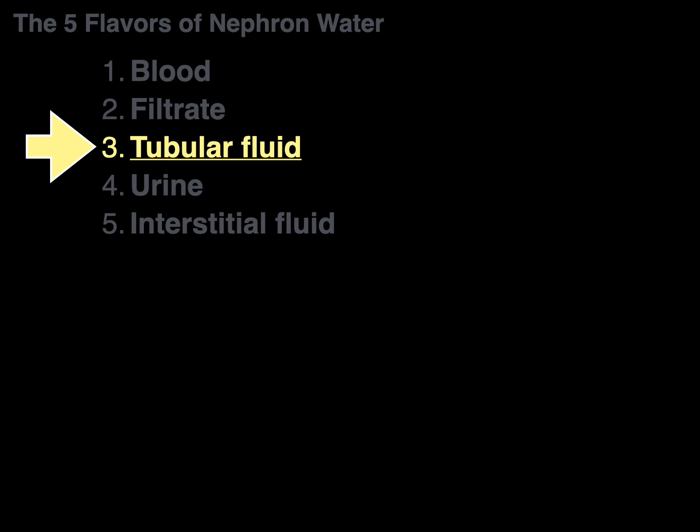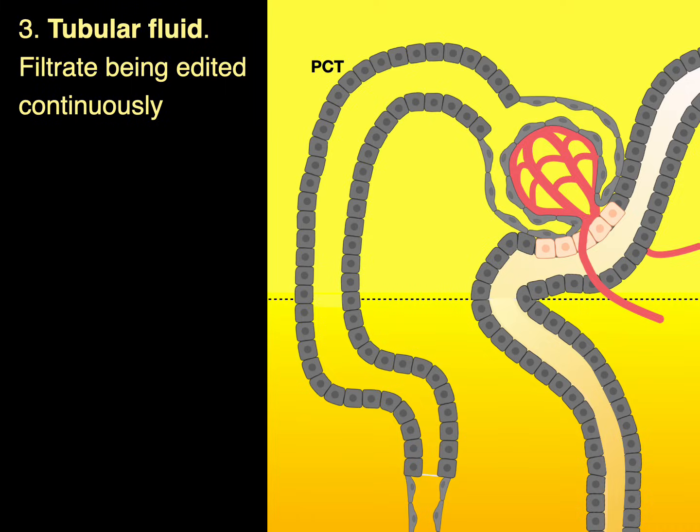Next is tubular fluid. Okay, tubular fluid is filtrate that's being continually edited, or edited continuously. I'll read what I just wrote, okay? Tubular fluid: filtrate being edited continuously. So there's Bowman space with the filtrate. Now filtrate flows through our tubular cells and is becoming tubular fluid.